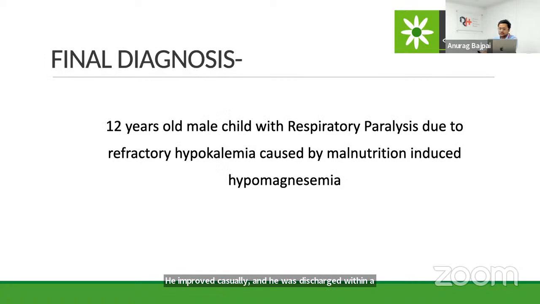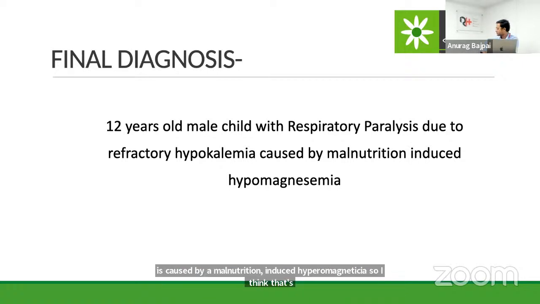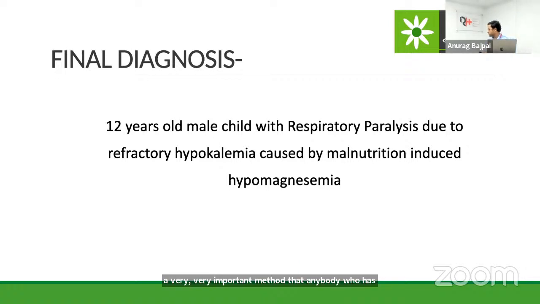Now, my final diagnosis: a 12-year-old male child with respiratory paralysis, probably due to refractory hypokalemia, which is caused by malnutrition-induced hypomagnesemia. I think that's a very important message: anybody who has respiratory paralysis or failure, do a potassium.